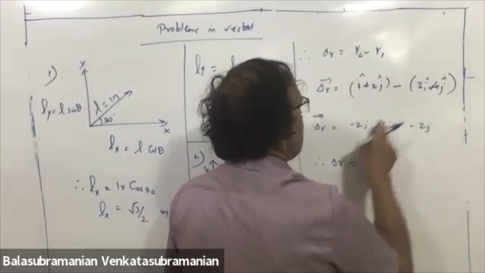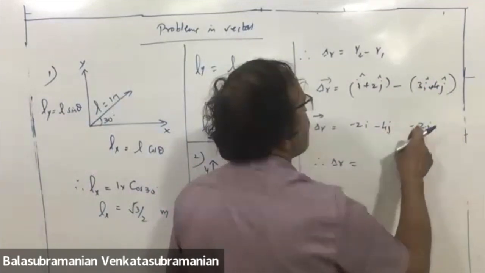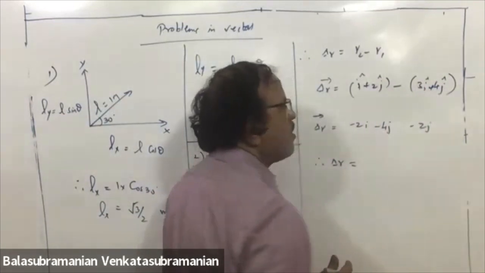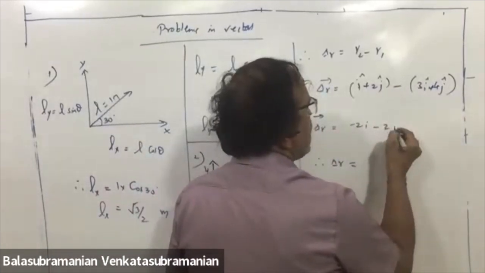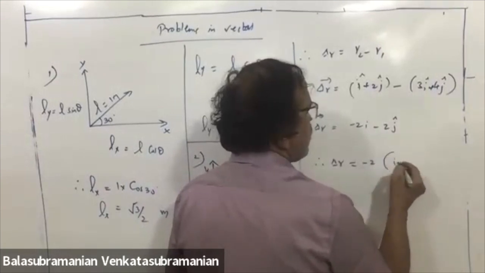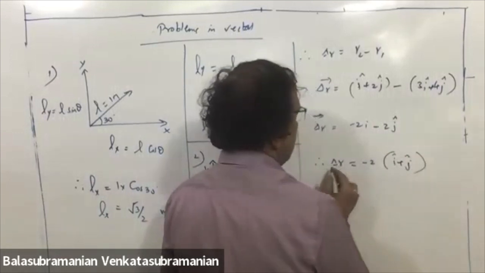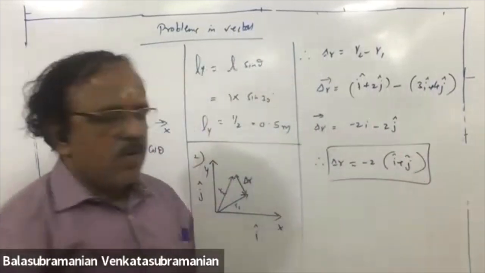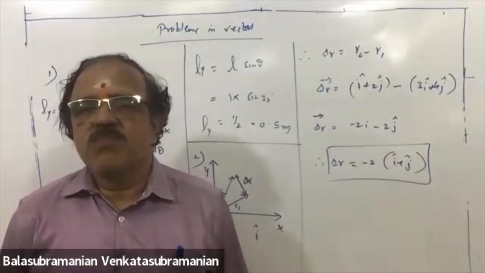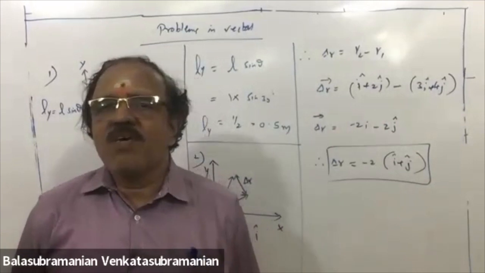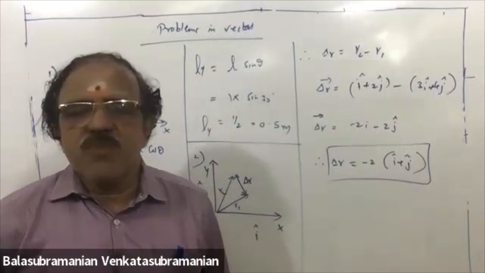minus 2i minus 2j. 2 minus 4j means minus 2j. So minus 2 we can take it out. Minus 2 into i plus j. This is a position vector. If R1 having some value and R2 some value given, we can calculate the difference between the two.